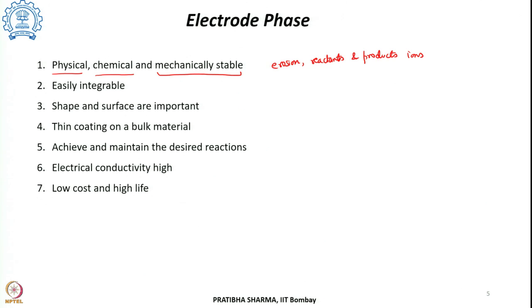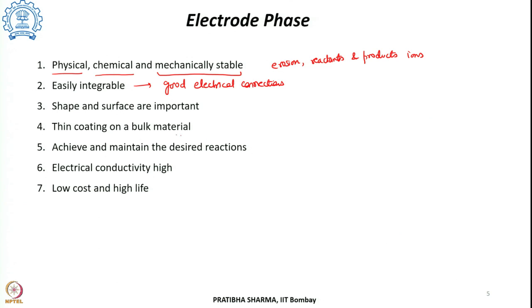The electrode which is being used should be easily integrable. By easily integrable, we mean that in an electrolytic cell, it can be easily connected, giving rise to good electrical connections, and when required, can be taken out for inspection or for maintenance. The shape and surface of the electrode phase is also very important, in the sense that this is the place where the various electrochemical reactions occur. The surface should be such that it allows the reactants to react and the products formed to be removed in the process.